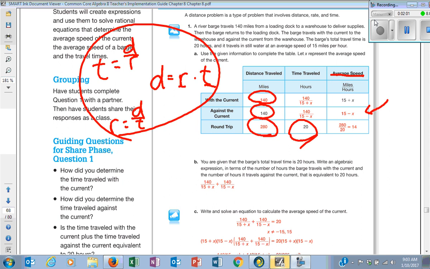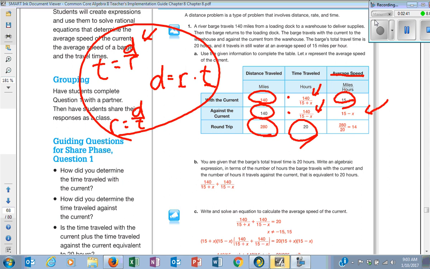And so, like we said, time is going to equal how long did he spend going with the current, and how long did he spend going against the current? It didn't take him 10 and 10, because one time it was a little bit faster. So what you do is, how far did he go? Remember, time traveled is distance divided by the rate. In this one he's going 140, but his speed is with the current, so he gets that plus x. This time he's still going 140, but this time he's going against it.